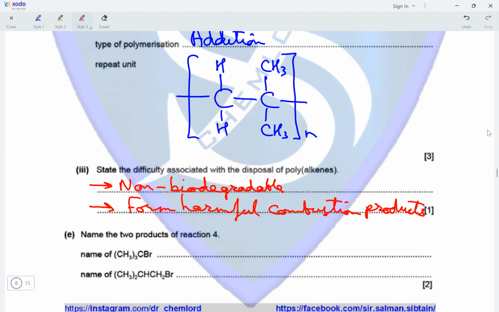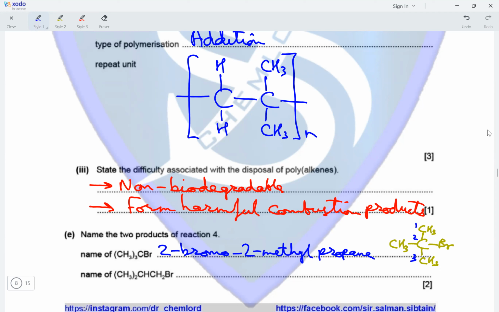Name the two products of reaction 4. So we've got a carbon atom with three methyl groups on it and a bromine atom. Let's draw it. We have a carbon with a bromine and three CH3 groups. So numbering 1, 2, 3, the name would be 2-bromo-2-methylpropane. That is the first product of reaction 4.